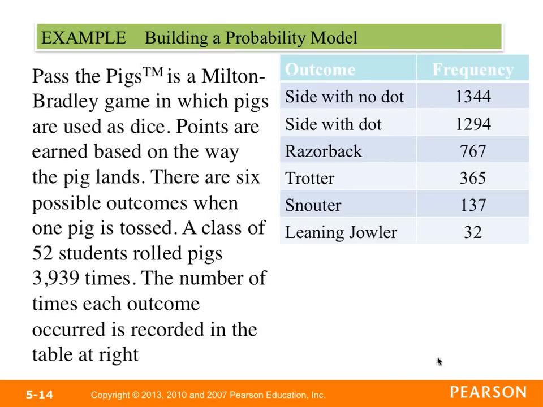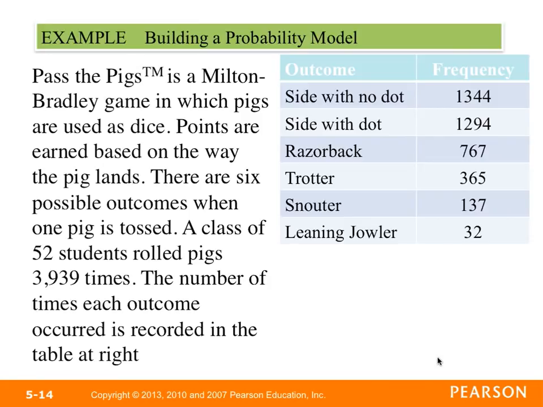So here we have Pass the Pigs. It's a Milton Bradley game in which pigs are used as dice. Points are earned based on the way the pigs land. There are 6 possible outcomes when one pig is tossed. A class of 52 students rolled pigs 3,939 times, so a lot of times.